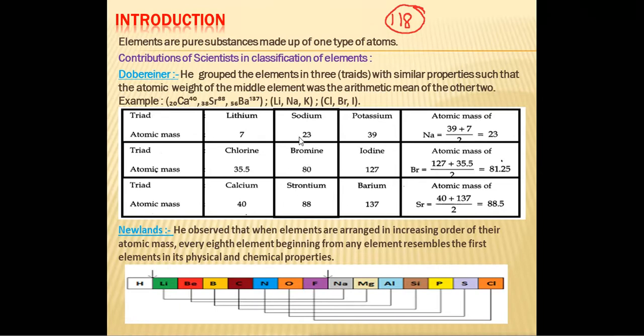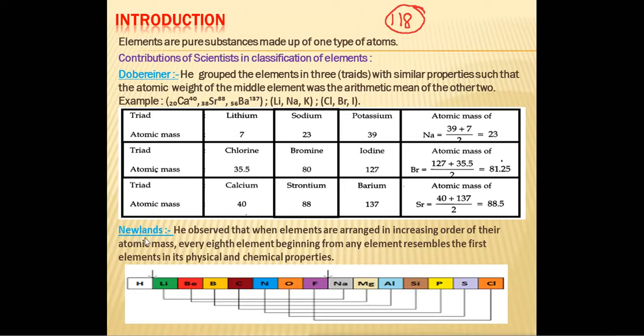So what he did, he grouped the elements in 3 triads with similar properties, and the atomic weight of the middle element will be the arithmetic mean of the other two. Okay, means if you take the sum of the other two elements and divide it by 2, that will be equal to the atomic weight of the middle element in every case. Okay, now some drawbacks were there in Dobereiner's classification also. Those drawbacks were removed by Newland's law of octaves.